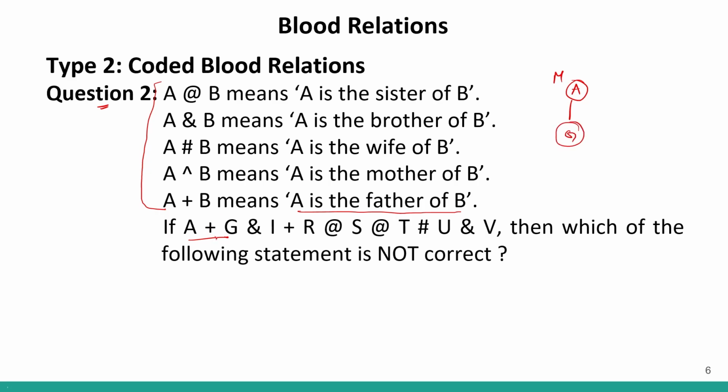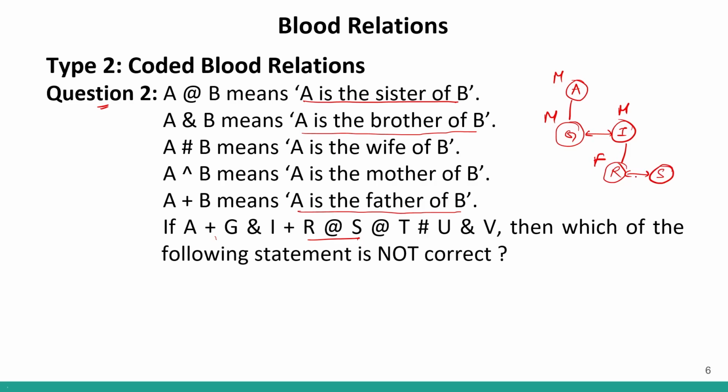Correct? G and I. G and I denotes G is the brother of I. So G is the brother of I. That means G will be male. Gender of I is still unknown. Correct? I plus R means I is the father of R. So if I is the father of R, gender of I will be male and gender of R would be unknown. Correct? R at the rate S means R is the sister of S. So R is the sister of S. That means R would be female.